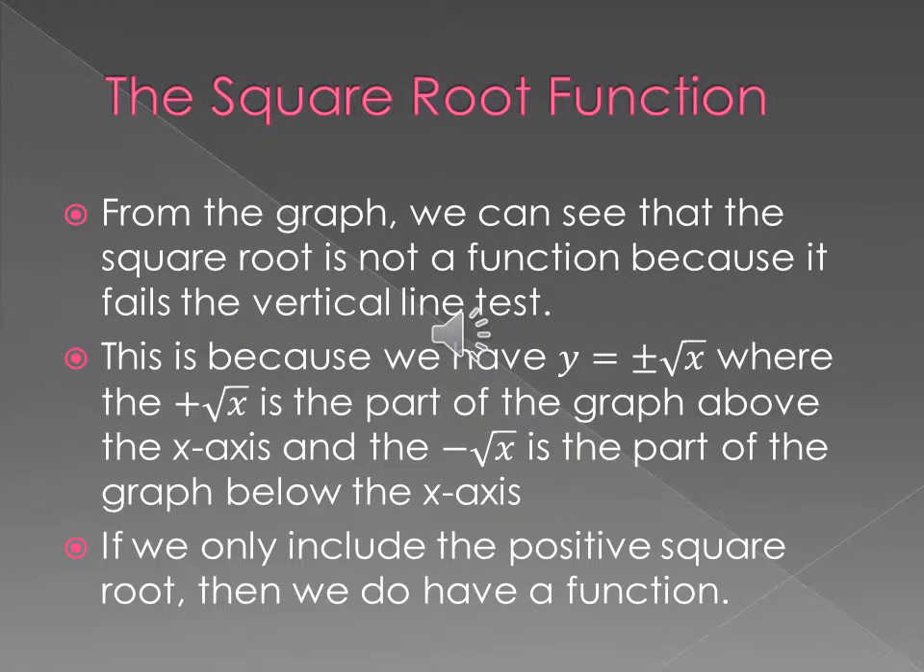From the graph on the previous page, we can see that the square root is not a function because it fails the vertical line test. This is because we have y equal to positive or negative the square root of x, where the positive square root of x is the part of the graph above the x-axis, and the negative square root of x is the part of the graph below the x-axis. If we only include the positive square root, then we do have a function. So in all of the examples that we look at, we're going to be looking at the square root of a function, but only the positive square root. We're going to ignore the negative part of the square root because if we use the negative part, then it's not a function.